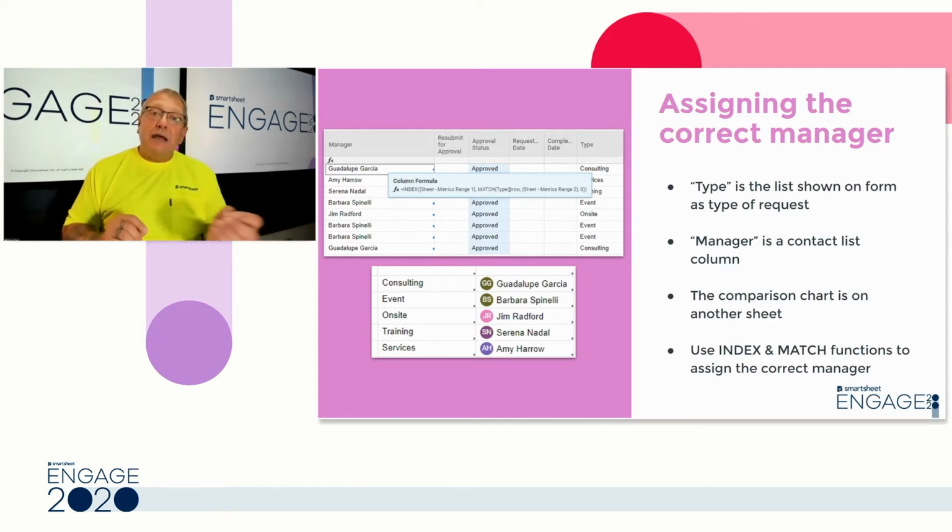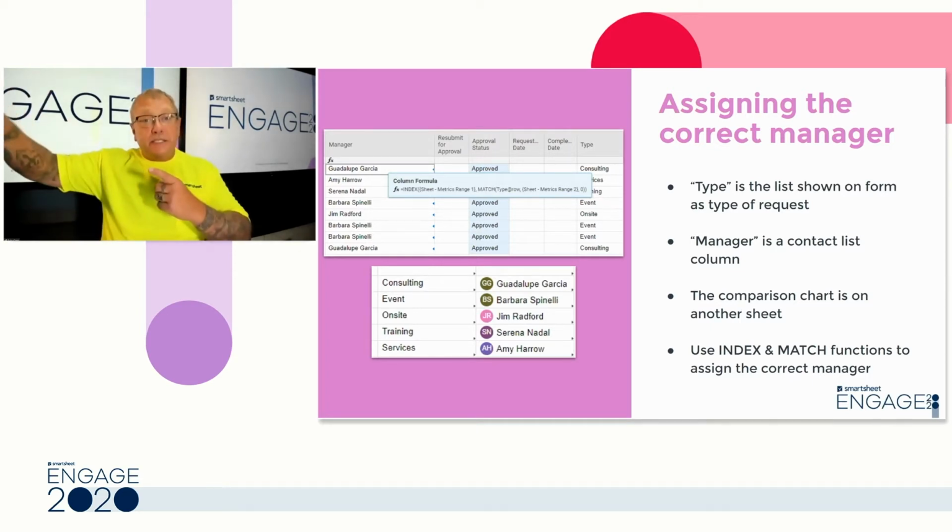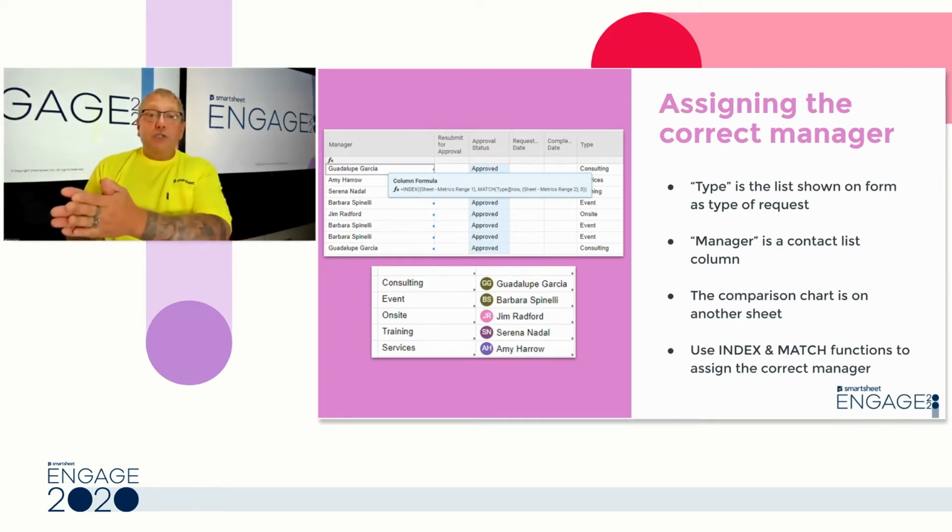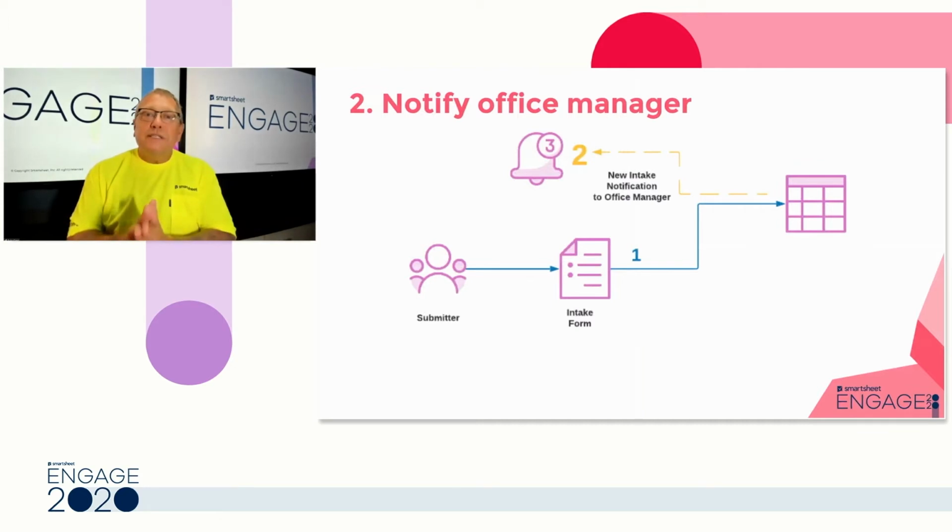So as that form comes in, by virtue of it having the type identified, it immediately sends a message to that sheet to look at that sheet, go, oh, okay, it's this manager. Let's put that in that cell so that now we can drive the next thing. So just coming in, all of that already took place. Now, once that happens, look at this, all of that took place in just the first step.